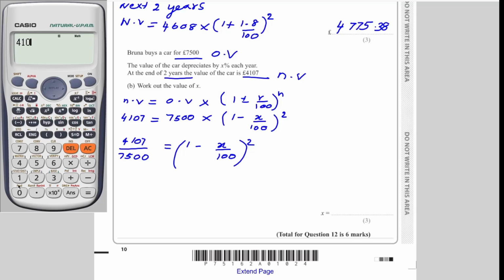4107 to be divided by 7500. What is the answer? 0.5476 equals 1 minus x over 100 all raised to the power of 2.